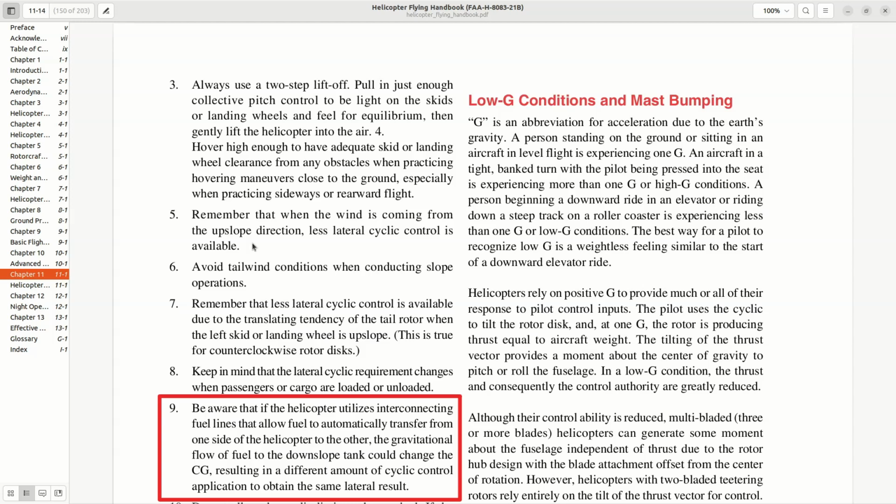Also be aware that if the helicopter utilizes interconnecting fuel lines that allow fuel to automatically transfer from one side to the other, you've got gravity. And gravity is going to cause the fuel to flow downslope. And that might cause a CG change, if you have a significant slope. Now, reality is, if you have a significant slope, you probably can't land on it anyway. But it is something to keep in mind.